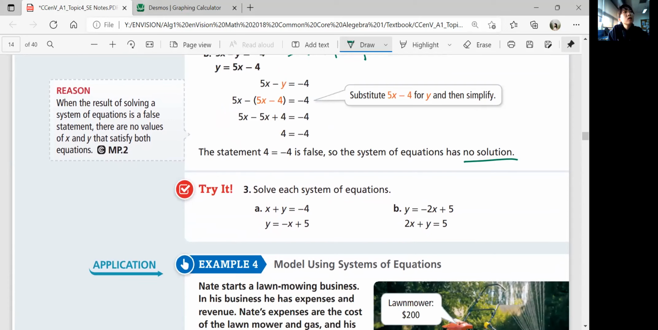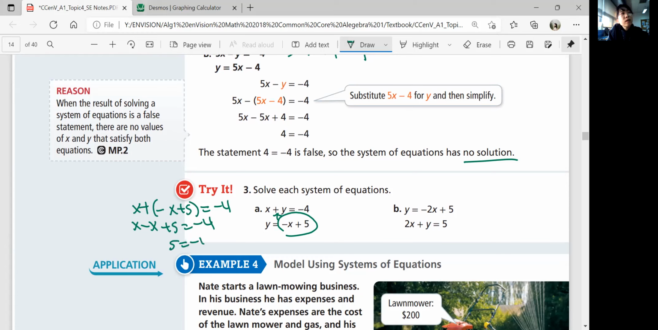All right. So let's use substitution. We have y is equal to -x plus 5 on the second equation, so we're going to plug that into your first equation. x plus -x plus 5 is equal to -4. And you have x minus x plus 5 is equal to -4. x is gone. You have 5 is equal to -4. That is not correct. So this is no solution.